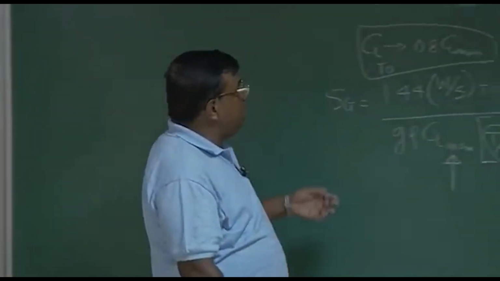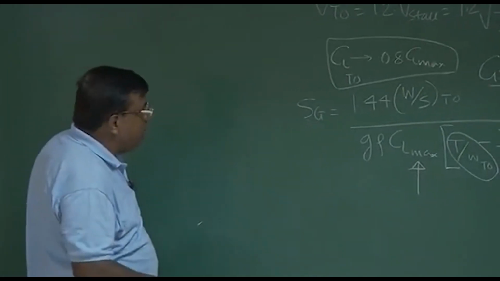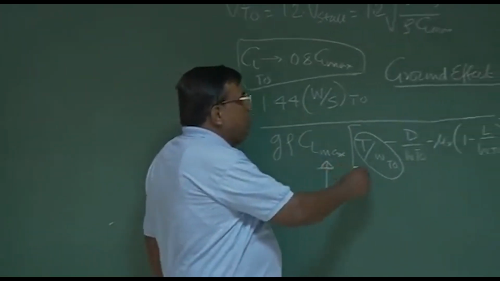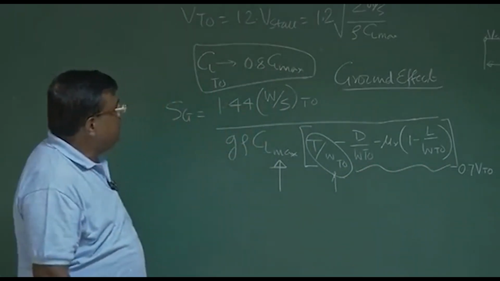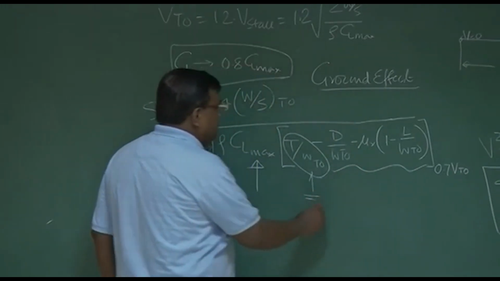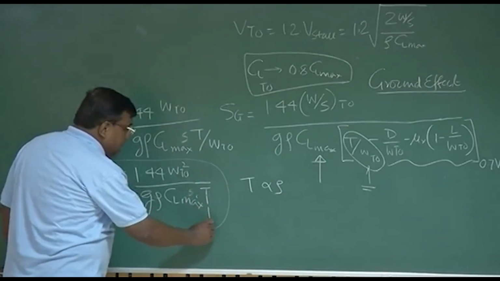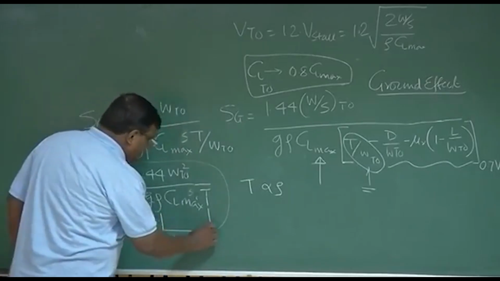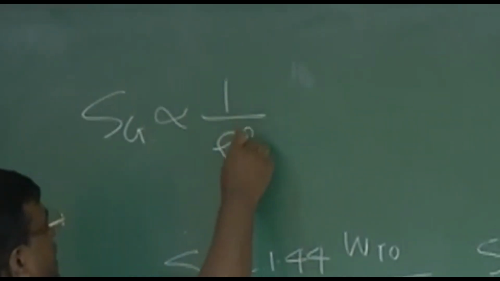Now we'll try to have a closer look at this density aspect. Let us see, for simplicity, we assume that this term is more dominating than the rest of these terms, which is not a very bad assumption. Okay? So I neglect this term compared to this term. After doing this approximation, I can write SG as 1.44 W takeoff square by rho CL max into T. We also know the thrust varies with density. So in effect, here there is density variation, here there is density variation. So I can write SG varies inversely with rho square.